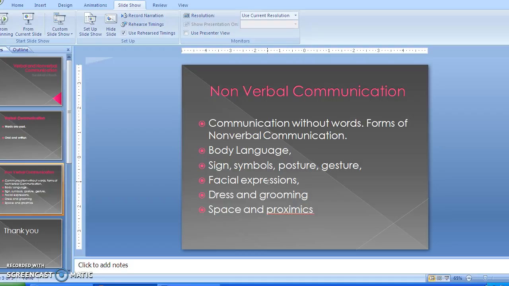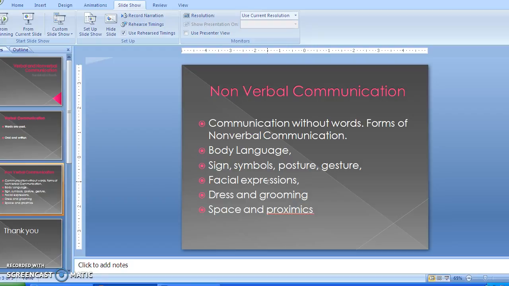Even for air traffic and roadways, we are using signs and symbols. Even different arrows: go straight, take left, turn right. So these are also signs which communicate a lot with drivers, pilots, and people. Now posture. Posture means the way we hold our body, whether straight or in a bending position. Then gesture. Gesture means hand movements.